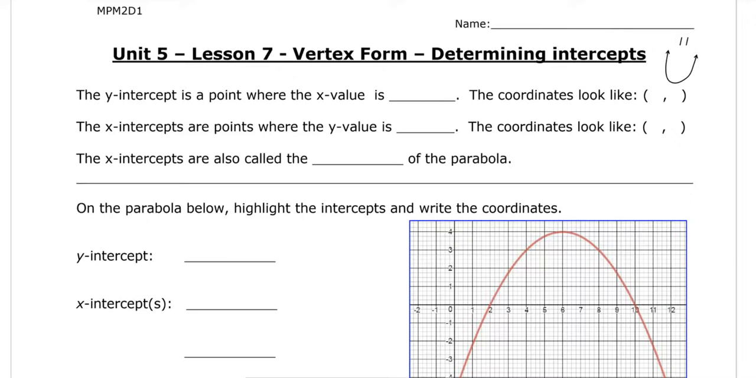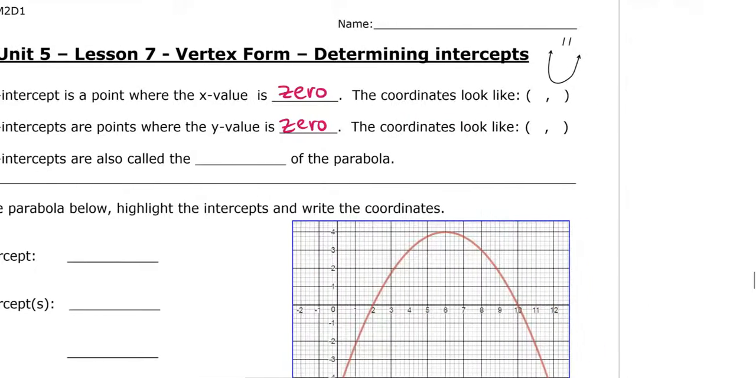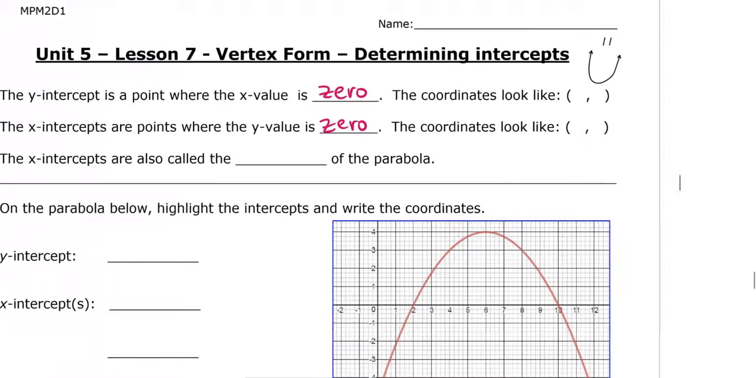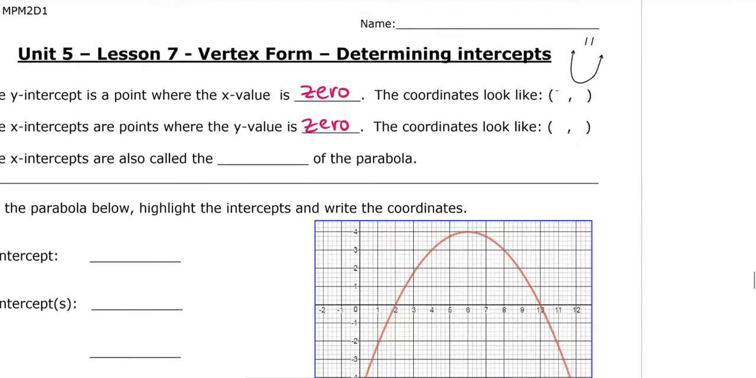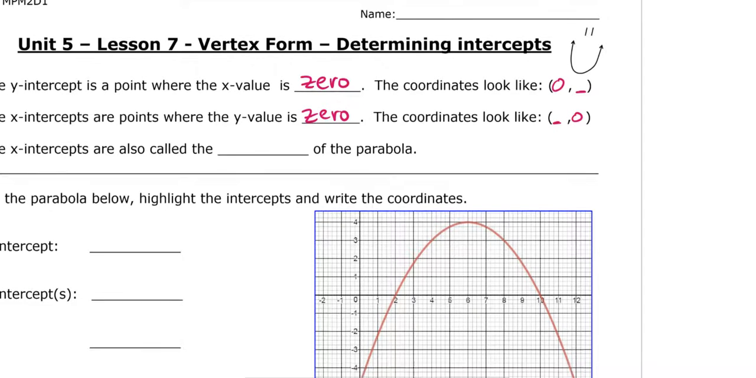Unit 5, Lesson 7. The y-intercept is a point where the x value is 0. The x-intercepts are the points where the y value is 0. And the coordinates look like this. So for the y-intercept, we have 0 and some y value. And for the x-intercepts, we have some x value and the y value is 0.